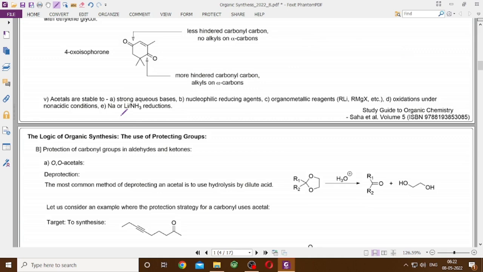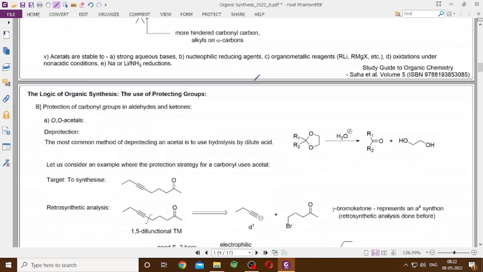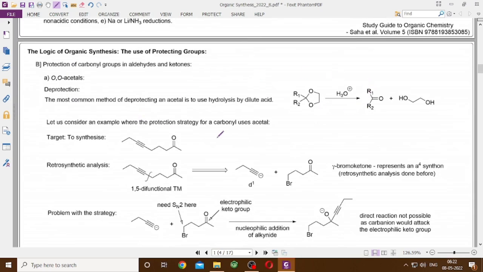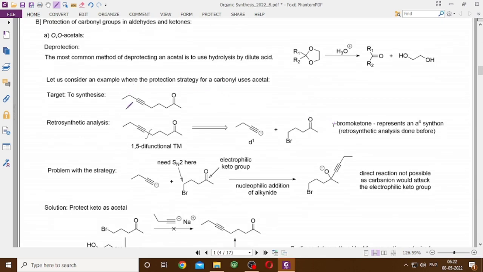Also, Birch reduction type condition like sodium or lithium in liquid ammonia, those reductions are valid for the carbonyl group, but when you have an acetal, it is protected from the undesirable reductions as well. An example of an oxoacetal can be seen, but how to deprotect? Obviously you know that acetals are unstable in aqueous acid, so you just treat it with aqueous acid, maybe heat a little bit, and then you get your carbonyl compound back. So from a target molecule we can see how this acetal protection works.